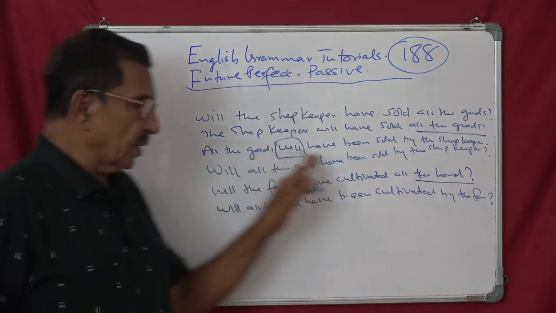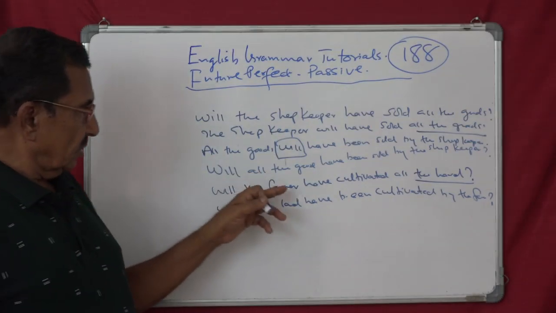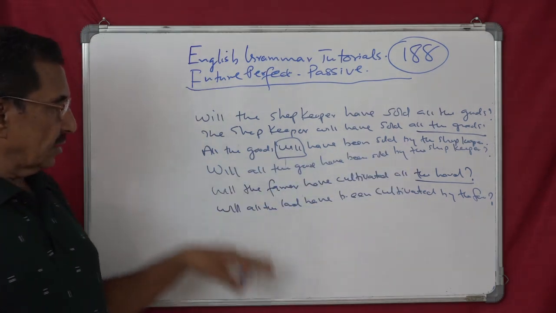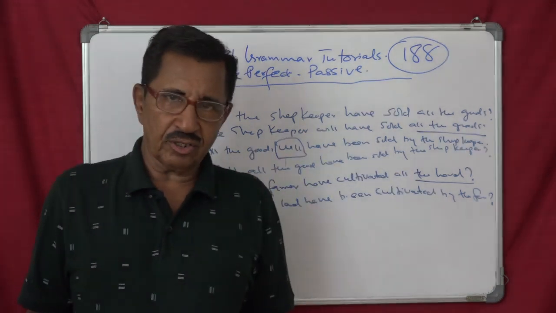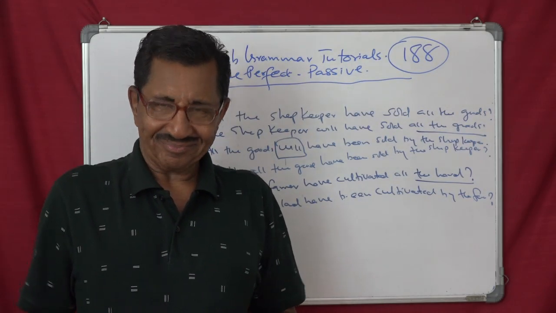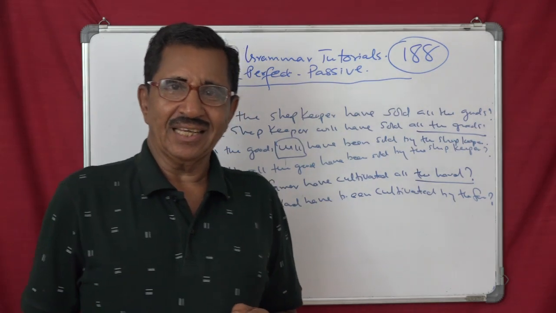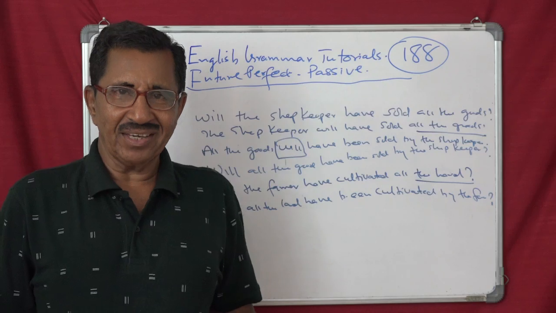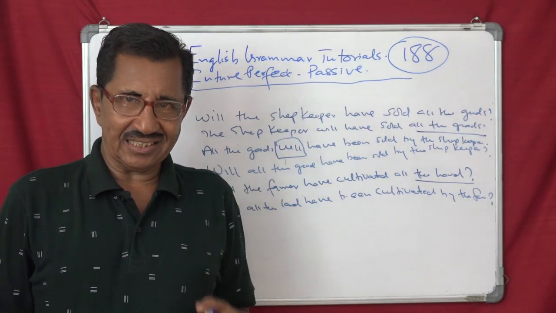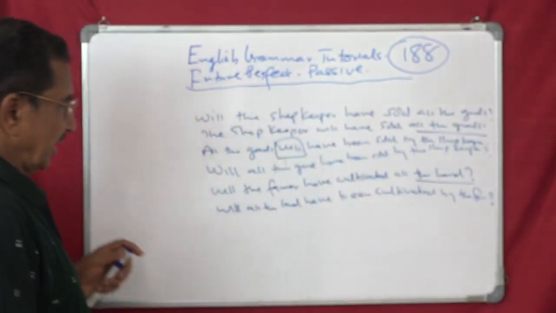Without going through this procedure, that is, all the goods will have been sold and so on, making the statement, you can directly do it if you are so expert in that. How are you going to become expert? By doing exercises. By repeatedly doing exercises, one after another, you will become perfect someday. Alright?